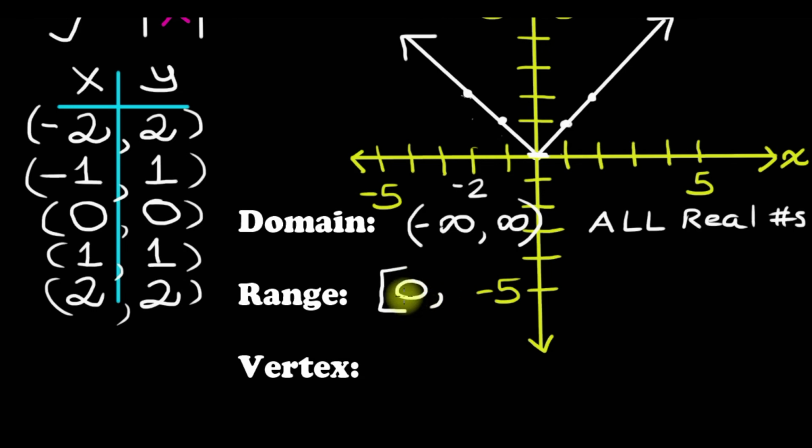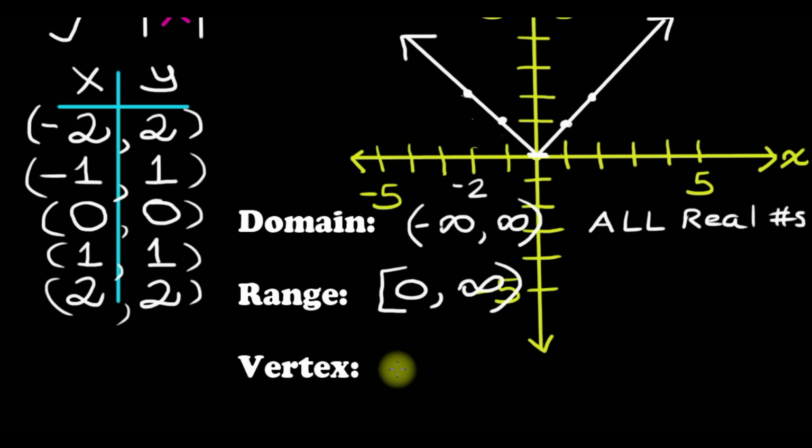The bracket means it's including the number 0. If you put 0 in for x, the absolute value of 0 is 0. But it just cannot be negative. It cannot go below 0. Then it's all the numbers that are above 0, so it goes up to infinity. So there's your interval notation. It's all real numbers that are greater than or equal to 0.